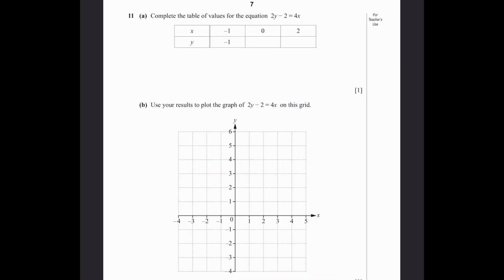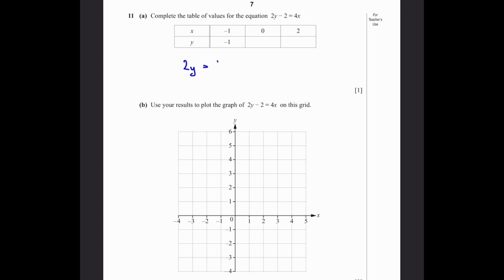Question 11. Complete the table of values for the equation 2y minus 2 equals 4x. So now we have x minus 1 and y is also equal to minus 1. So to make this easier, let's just make everything as y equals mx plus c formula.